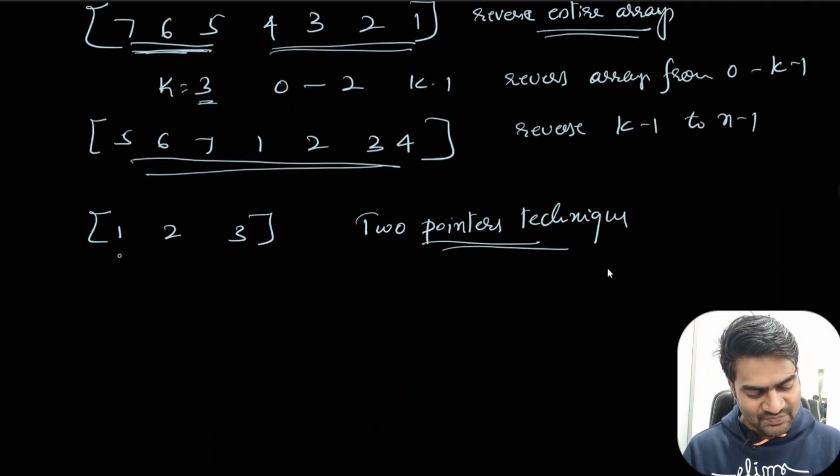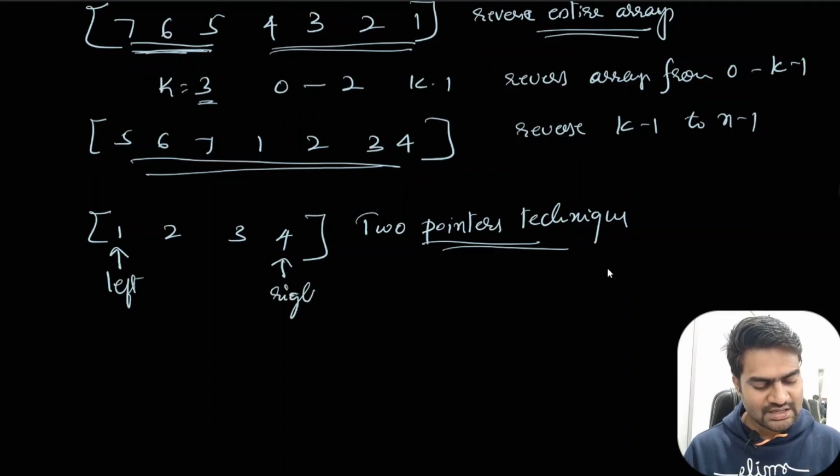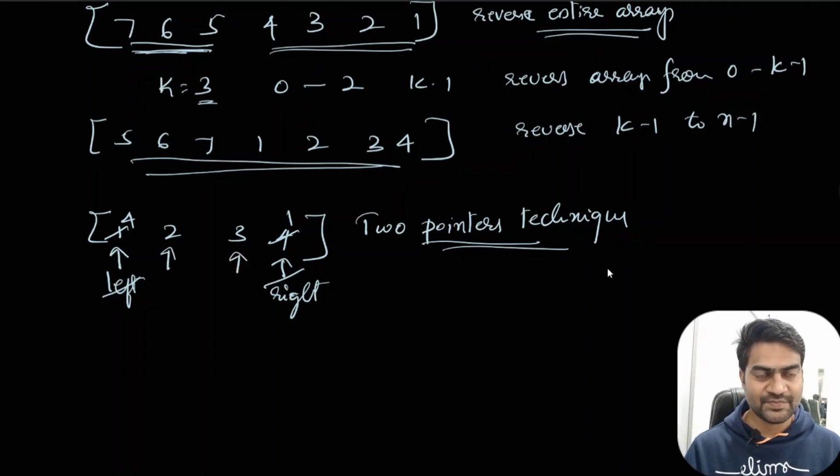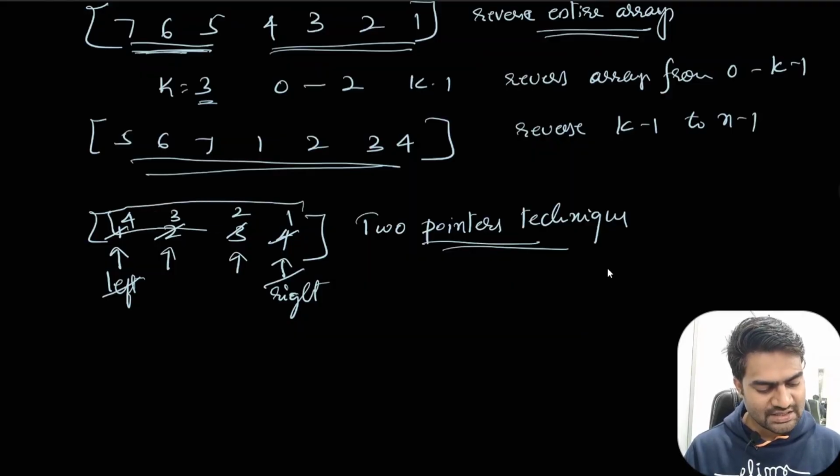So now I will take a left pointer and a right pointer, maybe I will add one more number. This is my left pointer, this is my right pointer. Now I will swap them, then I'll increment my left and decrement my right. Then again I'll swap them, and I am done. I got my reversed array. So this reversing is done in place, right? That's where our two pointers technique comes to help.